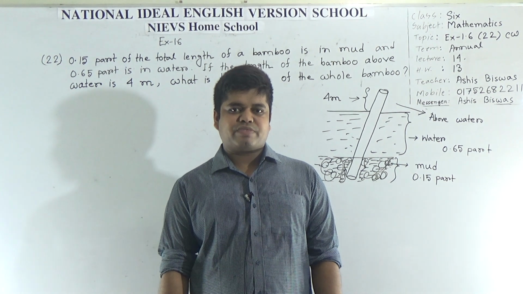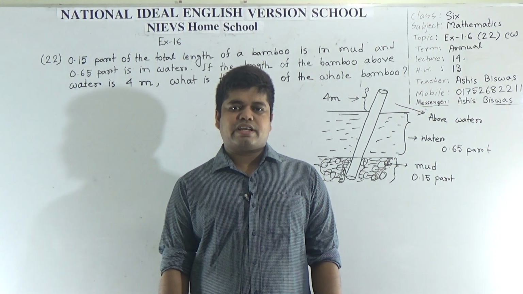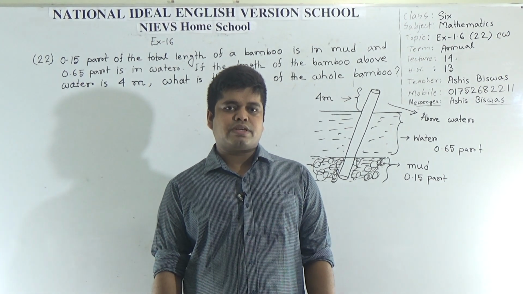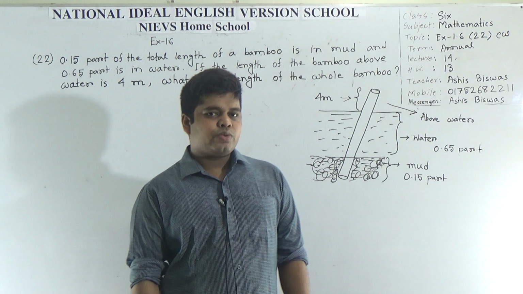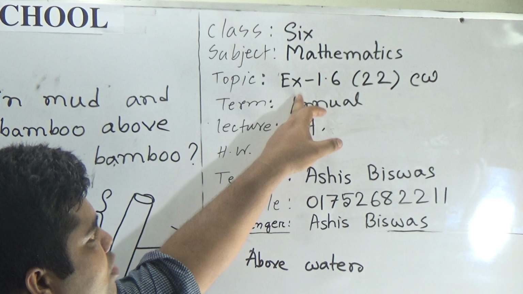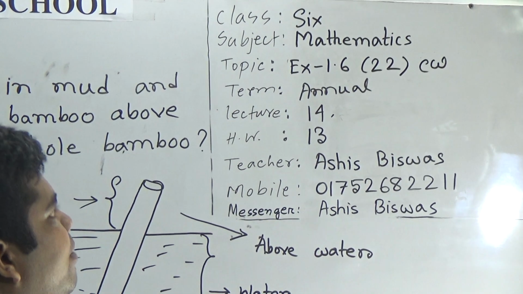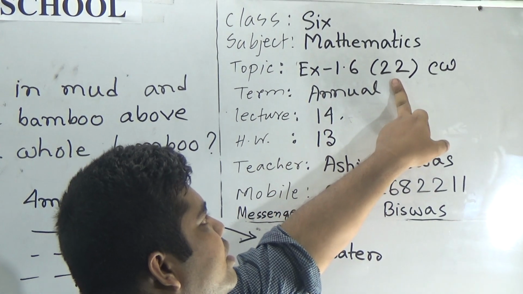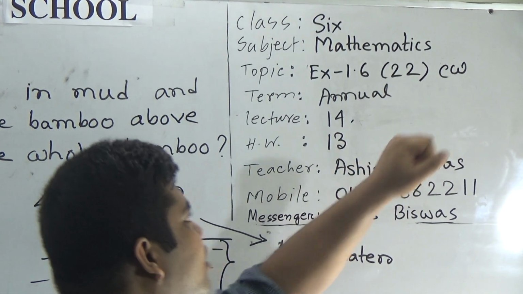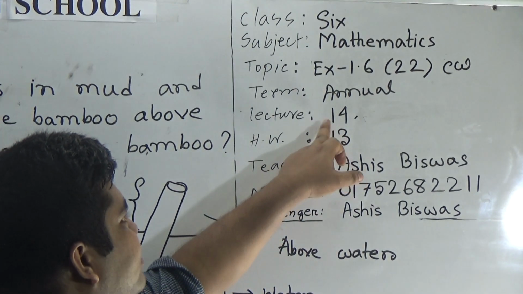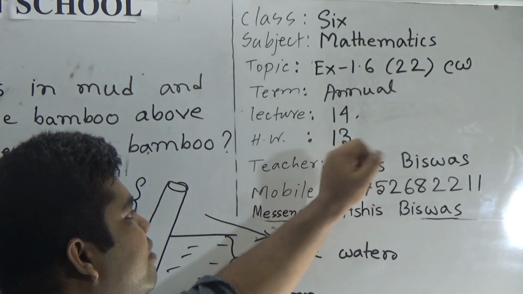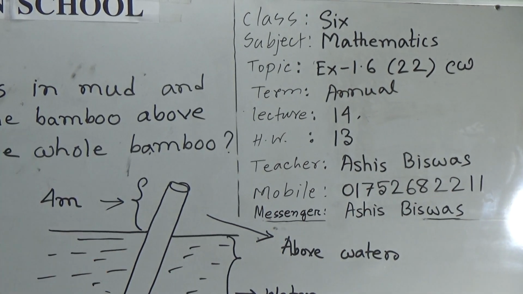I am Ashis Biswas, an assistant teacher of mathematics in National Ideal English Version School, morning shift. Today I am going to take a math class for the students of class 6. Our today's topic is exercise 1.6. In exercise 1.6, we shall solve the odd problem, which is number 22, and 22 is your CW and this is your SW also. My dear students, today is our lecture number 14 of annual term, and today SW number will be 13. Okay, so let us start our class.